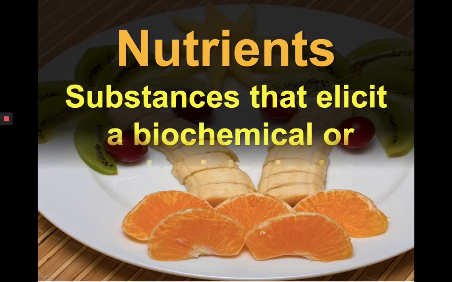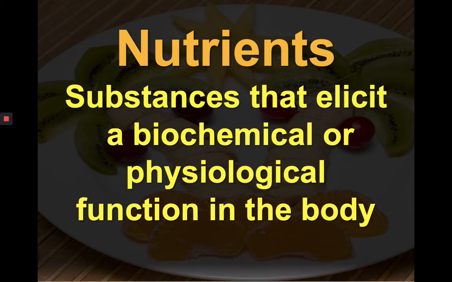And then we have nutrients. Nutrients are the substances that elicit biochemical and physiological function in the body. So, these are the carbohydrates, fats, proteins, and water that help elicit the chemical reactions to occur so that the fuel that we ingest is usable for our cells.